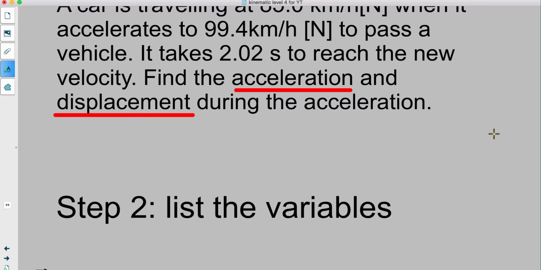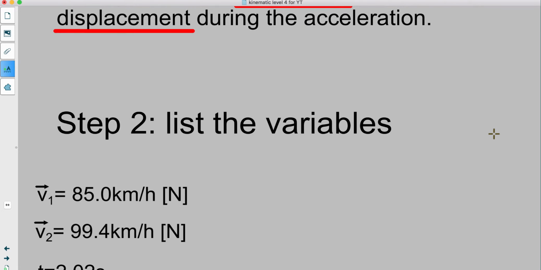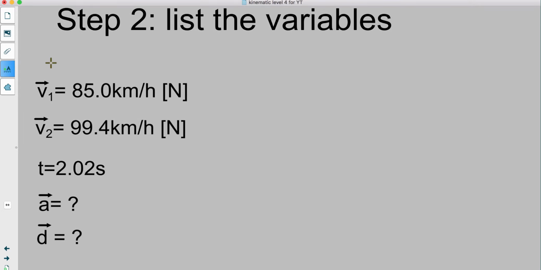So I'm going to now list my variables. Now, according to the question, the initial velocity was 85 kilometers an hour north. You accelerated to 99.4 kilometers an hour north in a time interval of 2.02 seconds. We're solving for acceleration and we're solving for displacement. So one of the look fors: do we have vector directions that are the same? And they're both north, so that's fine.